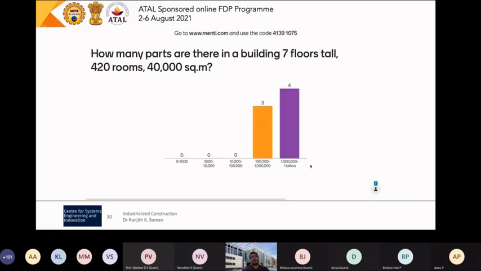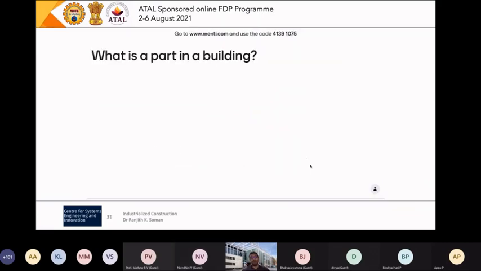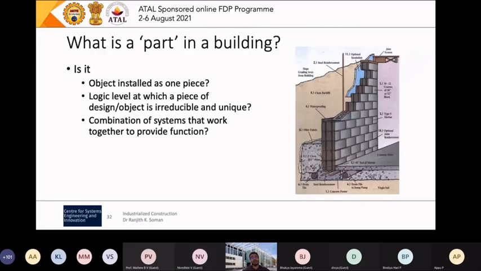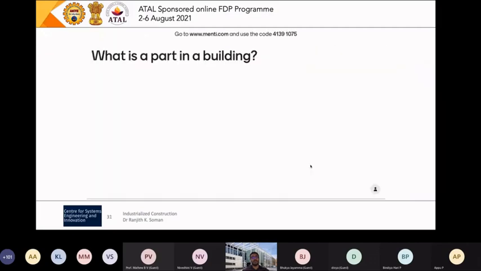When you're talking about 100,000 to 1 million or 1 million to 1 billion, what do you think a part is? Again, if you could put it in the Mentimeter, that would be great. Is it an object installed as one piece? Or is it a logical level at which a design or object is irreducible and unique? Or is it a combination of systems that work together to provide a function? Those who have answered the question earlier, could you please put in your rationale?